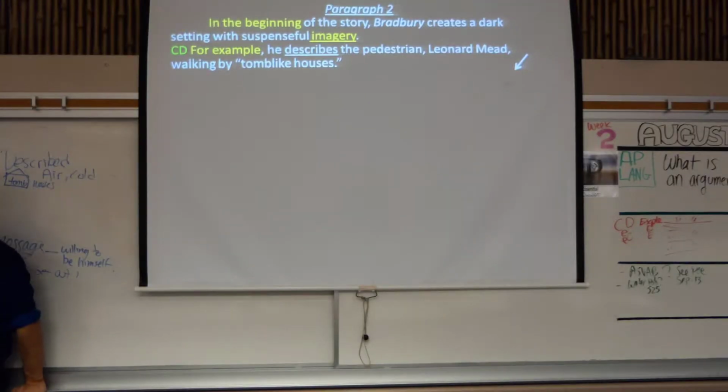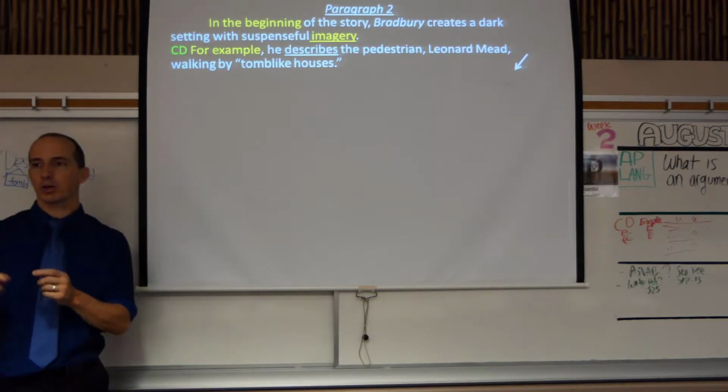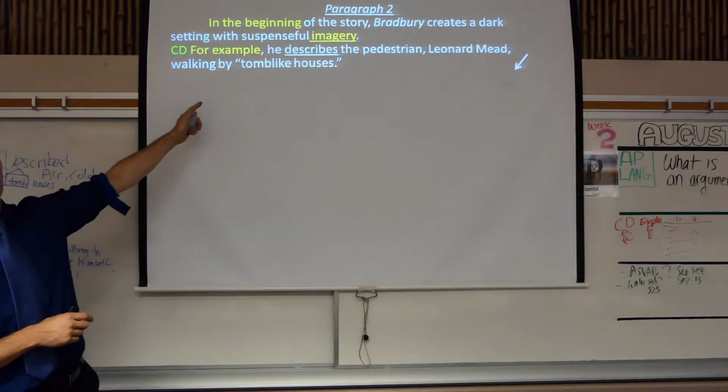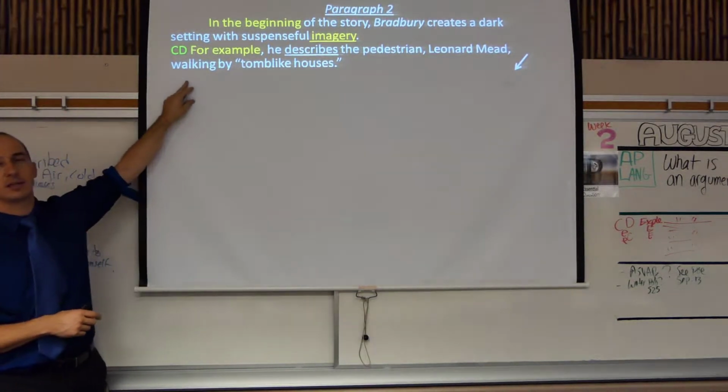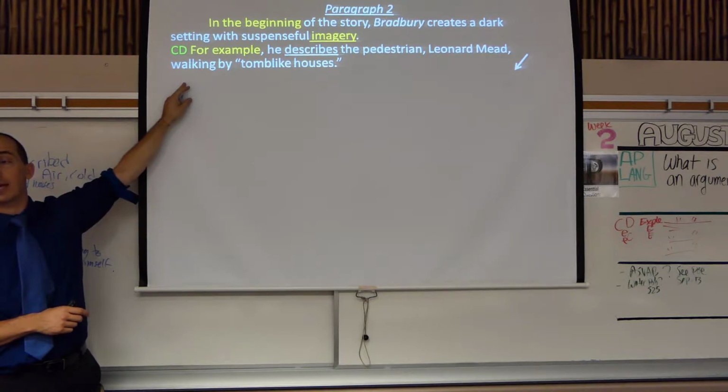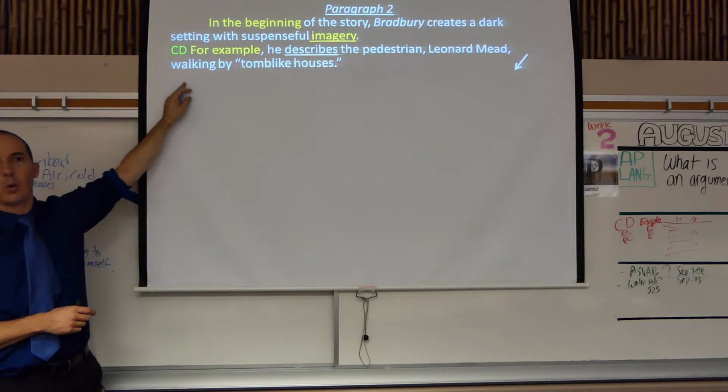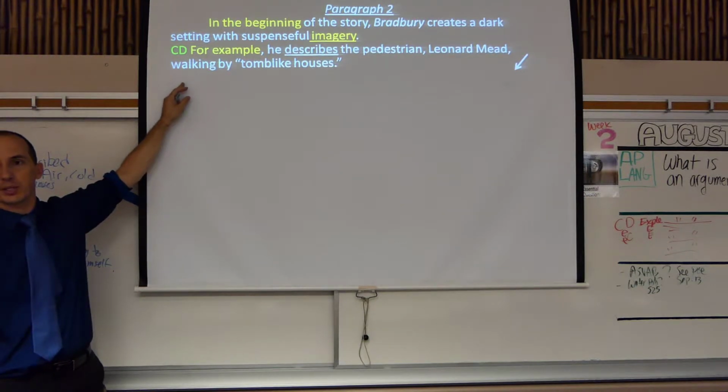Tomb-like houses. Now, 10 minutes ago, you guys just got done writing down effects verbs to help you explain. So, pick one of those words. Help me explain in the next sentence, why does Bradbury describe these houses as tombs? Why does Bradbury describe these tomb-like houses 3 times?